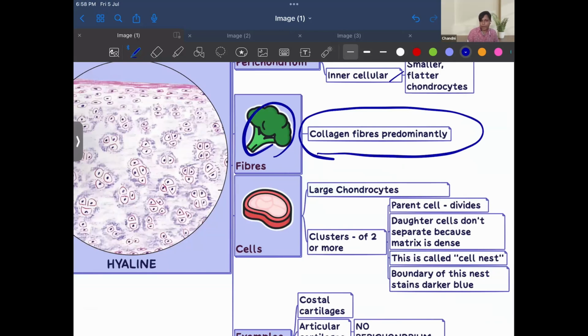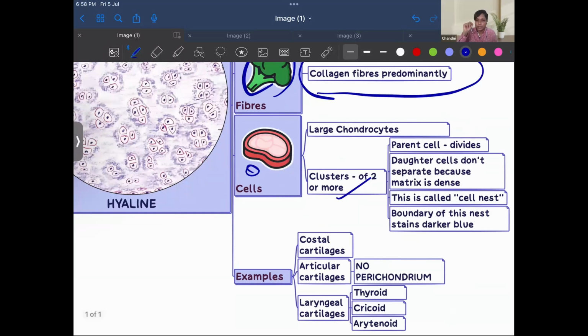Cells I could not find a vegetarian source of, I could not find a vegetarian picture, so I've just put some meat there. And yeah, so clusters of 2 or more, cell nests, remember this. Boundary of this nest, remember to just shade a little in blue. And this is called your territorial matrix.